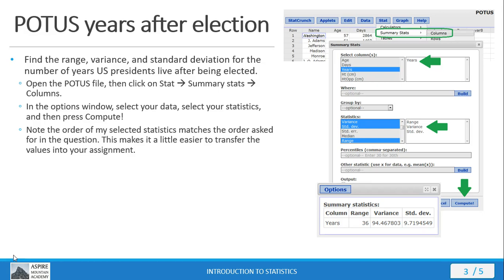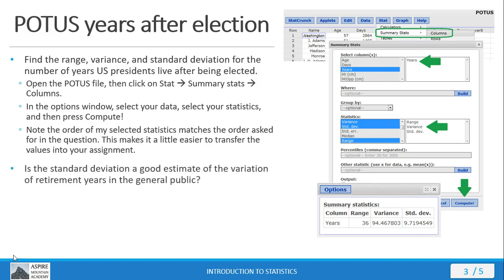Okay. Now, is the standard deviation a good estimate of the variation of retirement years in the general public? In other words, is the standard deviation that we've calculated here a good estimate of the variation of retirement years in the general public? I'll give you a moment to respond.